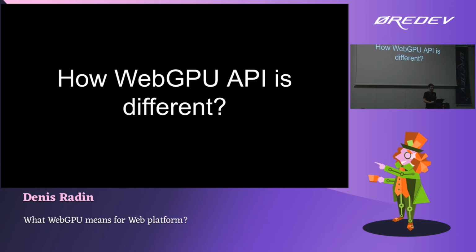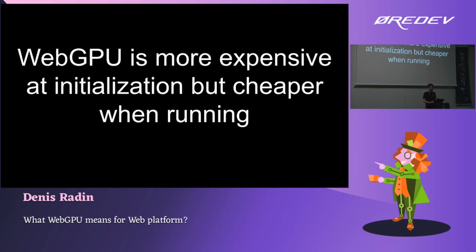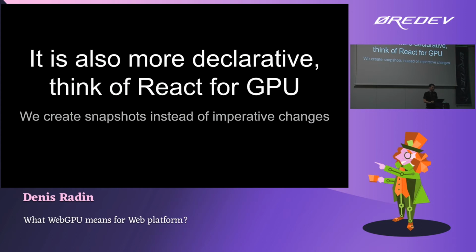How is the WebGPU API different? How is it different on the low level for developers? I'm not going to go into much detail, but the idea is that WebGPU is more expensive during initialization, but it's cheaper on every frame when drawing things. And it's more declarative. So you declare a thing, you initialize things, and then you just reuse them.